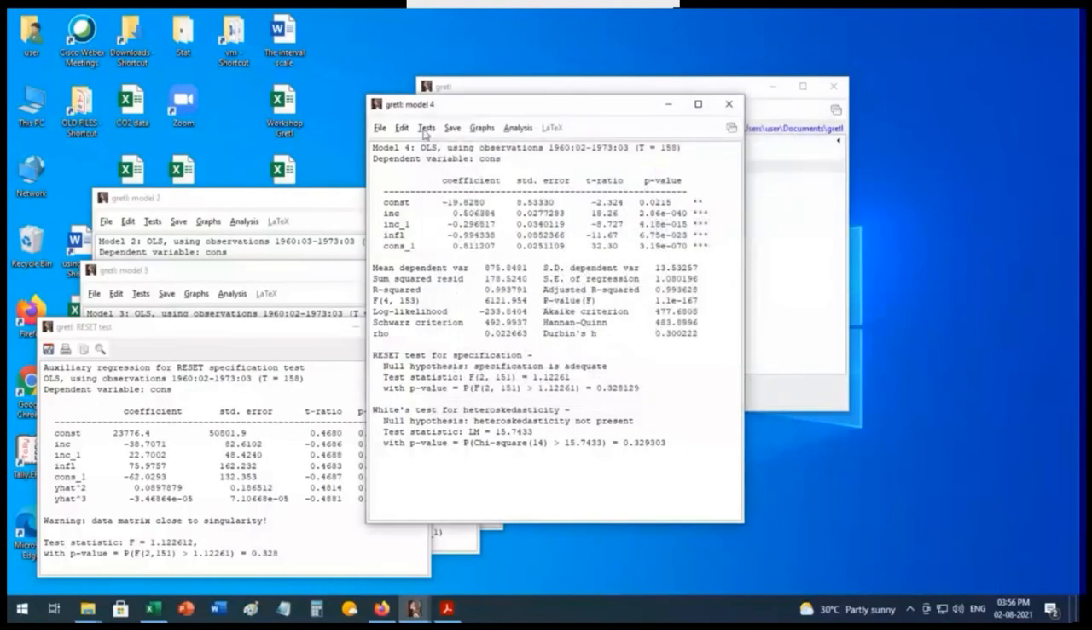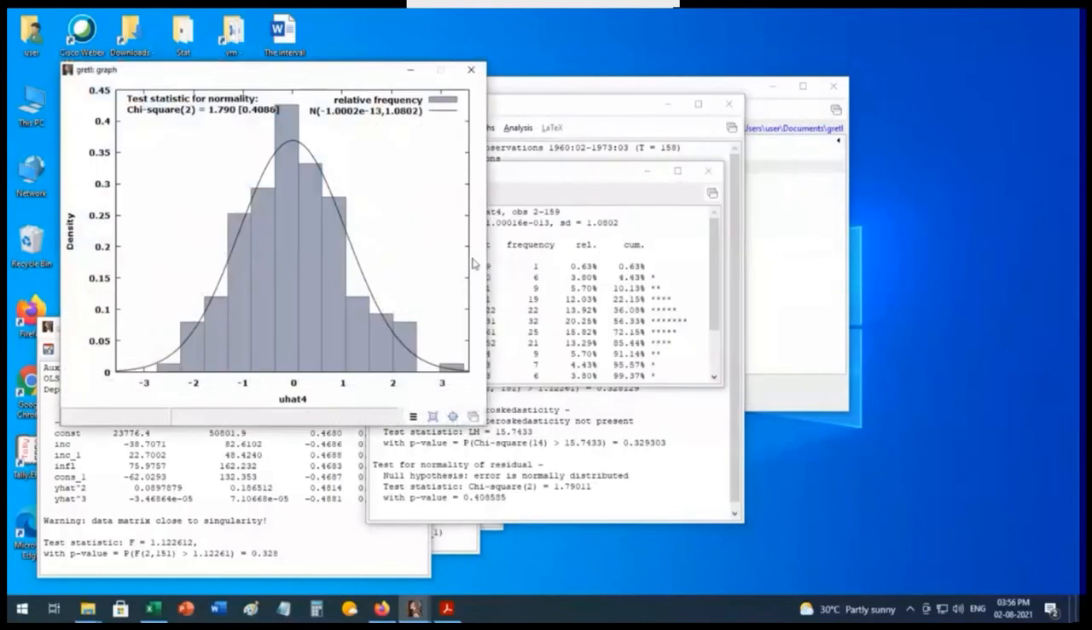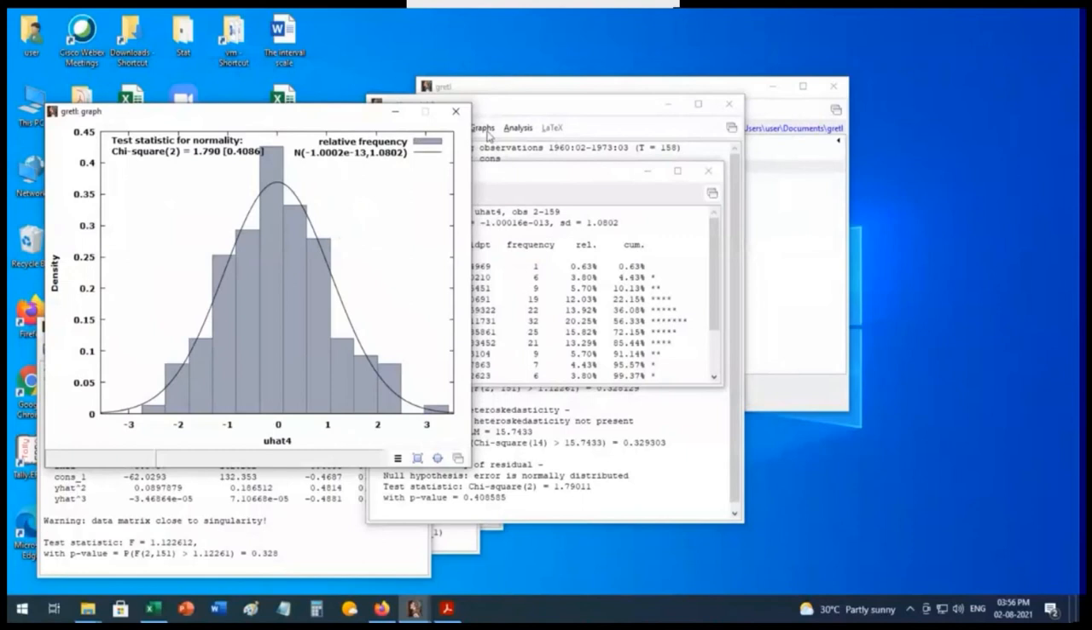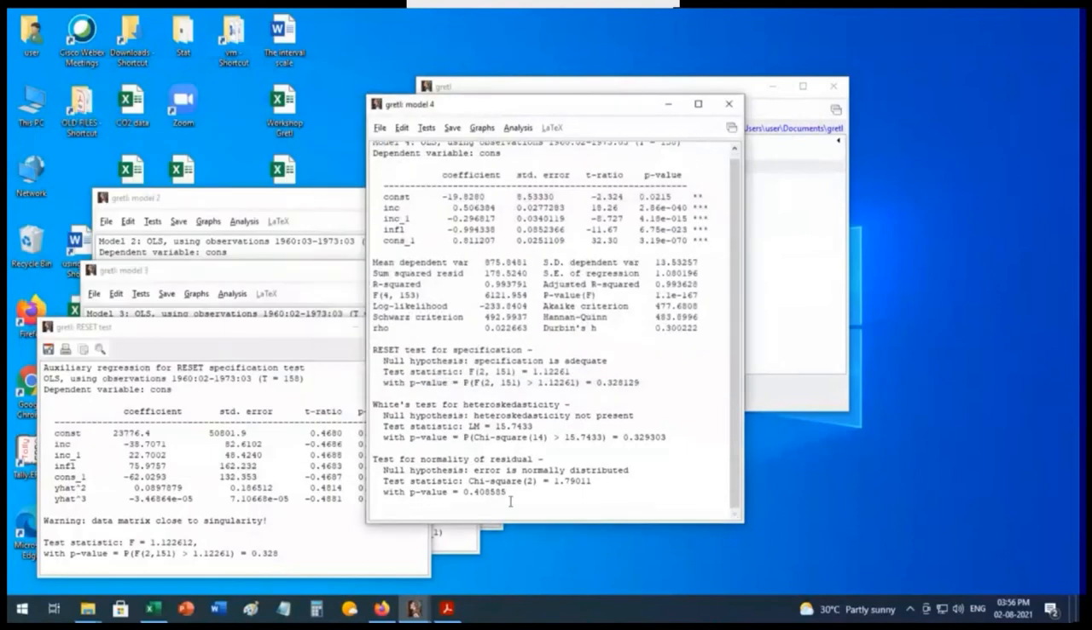Then go to the test again. We have normality. Earlier we found that there is no problem with the normality assumption. Here also the probability is 0.41, so there is no problem of non-normality. This also is reported here.